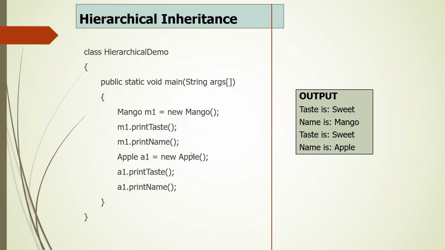So here we create the object for mango. When we call the print taste of and print name of methods using that M1 object, which is the mango object, it will print that the name is mango and the taste is sweet. If we create an apple object A1 and call the same methods, print taste of and print name of, it will print taste is sweet and name is apple.